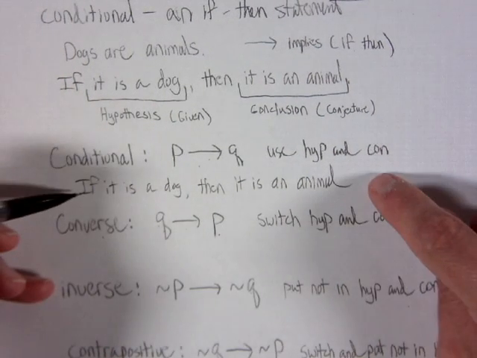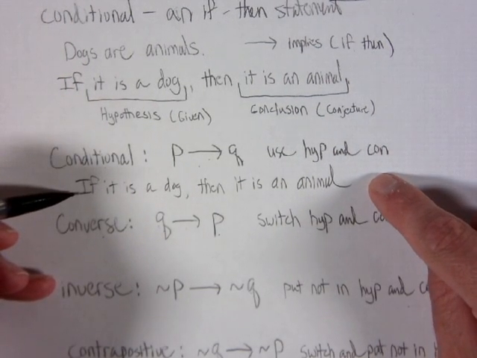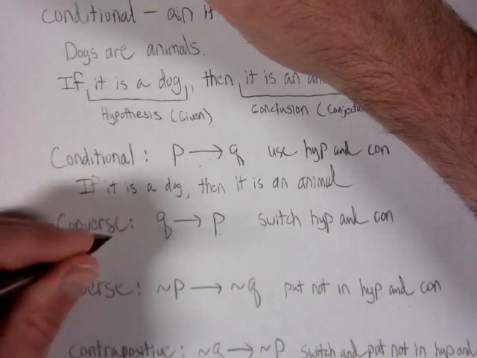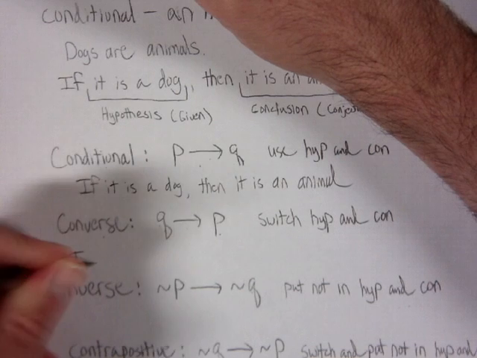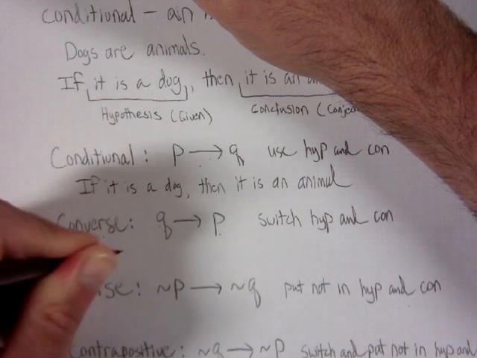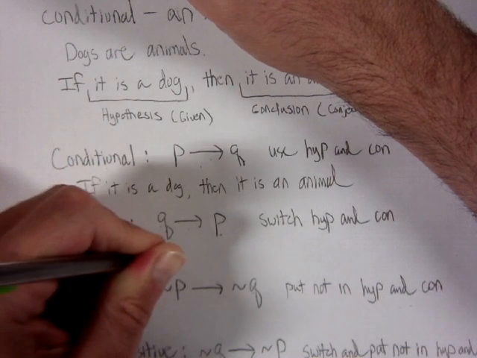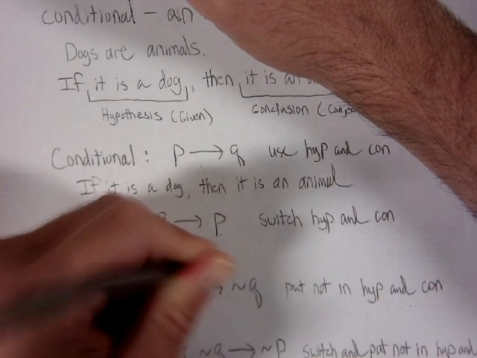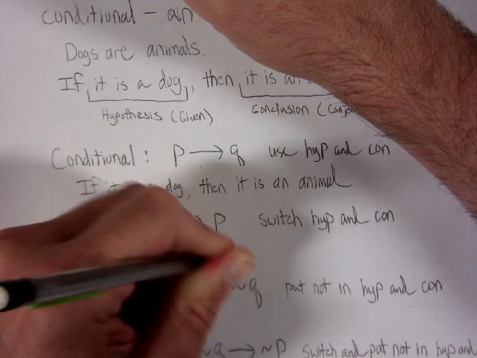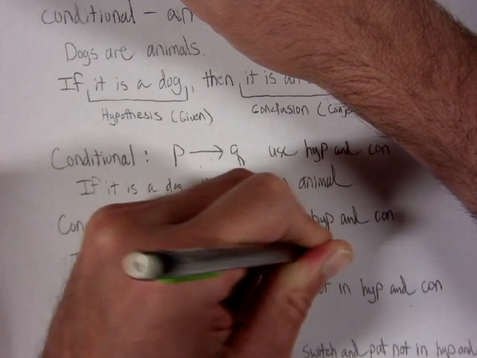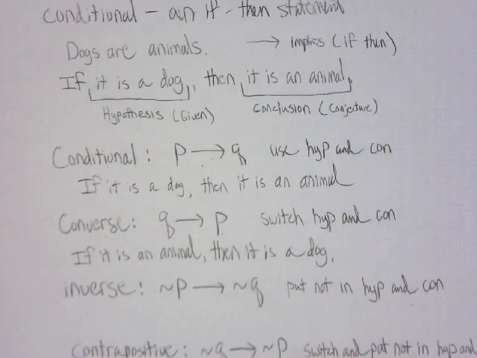So if my conditional is if it's a dog, then it's an animal, then the converse of that would be: if it is an animal, then it is a dog. So that is the converse. Switch the hypothesis and the conclusion.